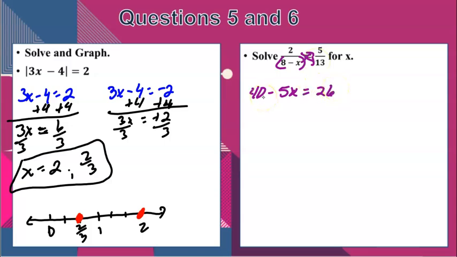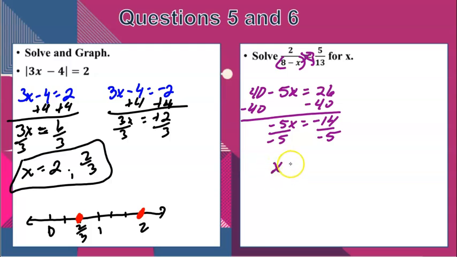Now to get my x's by itself, I'm going to subtract 40 on both sides. And this is going to give us a negative 5x equaling a negative 14. And then I'm going to divide by a negative 5 on both sides. And I'm left with x equaling a positive 14/5.